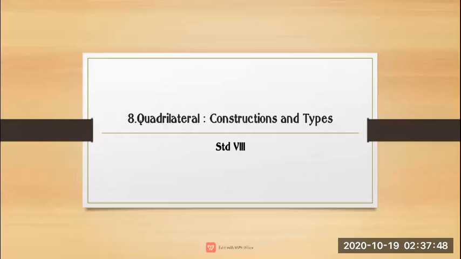Good afternoon, students. Today we are going to learn chapter number 8, that is quadrilateral construction and types. We have already done 2 exercises. Now we will move to our next exercise, that is our last, 8.3. Before starting that exercise, we will just see other types also.